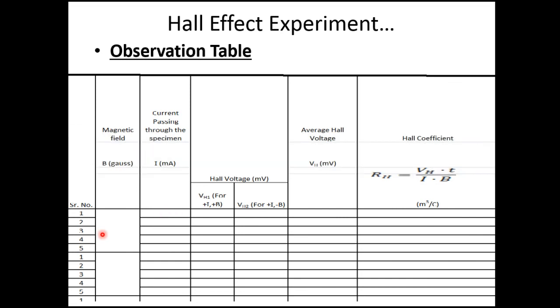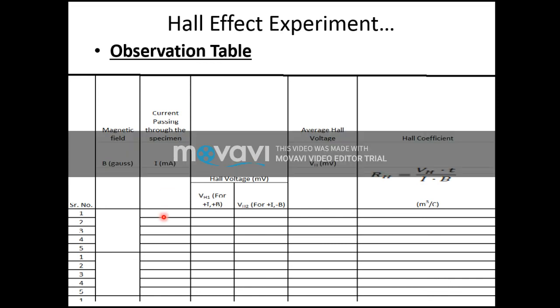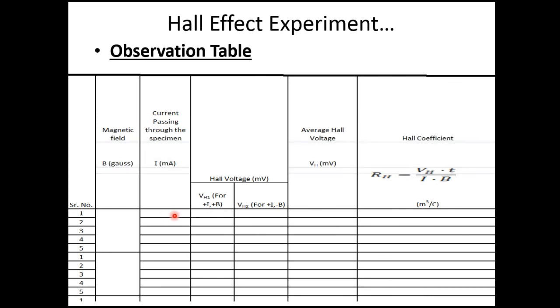Suppose we are fixing this for 600 Gauss. So applied magnetic field is 600 Gauss. Then what you have to again apply? You have to apply the current across the length of the strip. So that current you have to put here. Suppose you are putting 1 milliampere, 2 milliampere, 3 milliampere, 4 milliampere, 5 milliampere, like that. Then you have to measure the Hall voltage here.